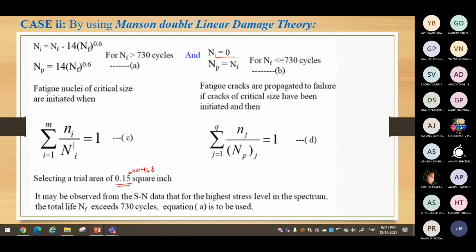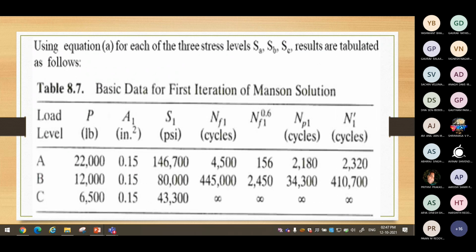After a certain number of cycles, the crack will initiate, and then we cannot apply the initiation formulas. We have to talk about the propagation related concepts. You form the same table. Most of the values are the same.